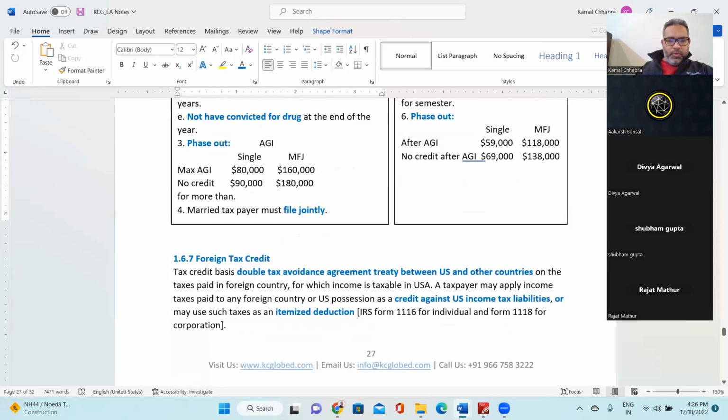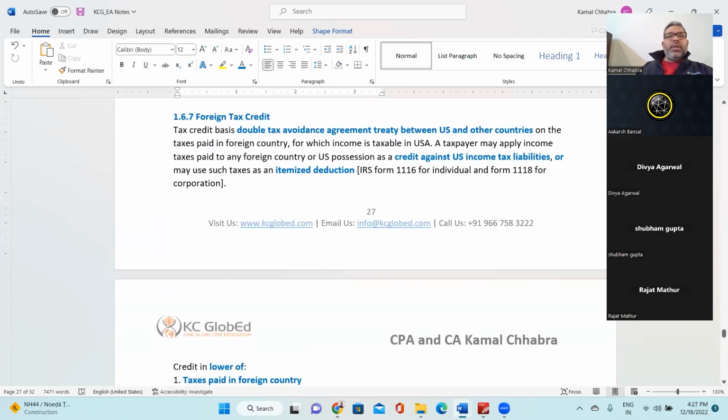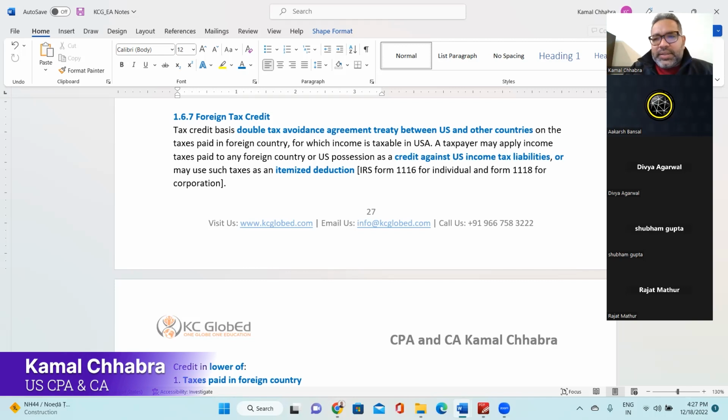Okay, so before jumping, yeah, we can do the foreign tax credit. I think we discussed this earlier also in our very first class, when we were discussing the double tax avoidance agreement or treaty amongst different countries. For example, if you are a US citizen, your income outside the United States of America is also taxable in the United States, because you are a resident and citizen of the USA. For you, your worldwide income is taxable in the USA.